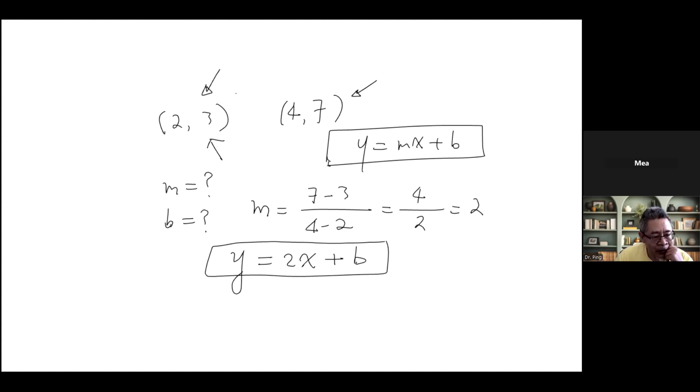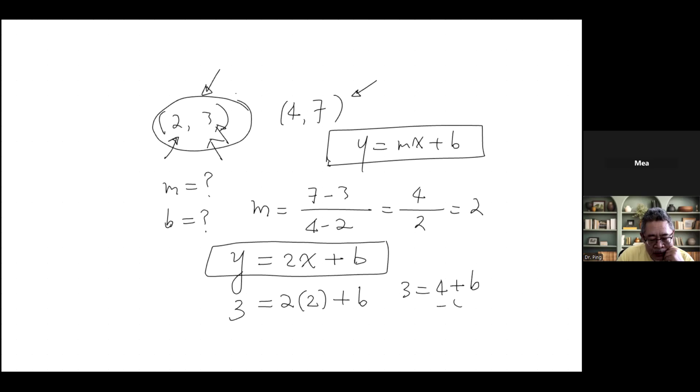If we use the first one, then y is 3, because this is our y coordinate, and this is the x coordinate. So 3 equals 2 times, now our x is 2 for this point, plus b. So we got 3 equals 4 plus b. Then we minus 4 on both sides, so b will be equal to negative 1. So that's how I find it.